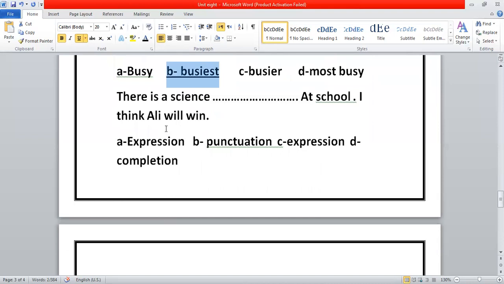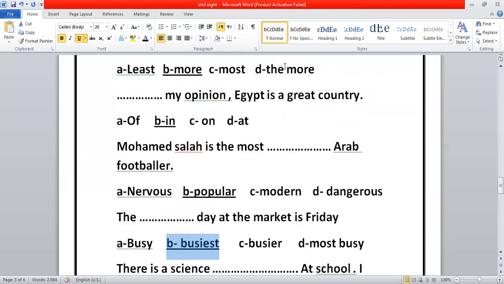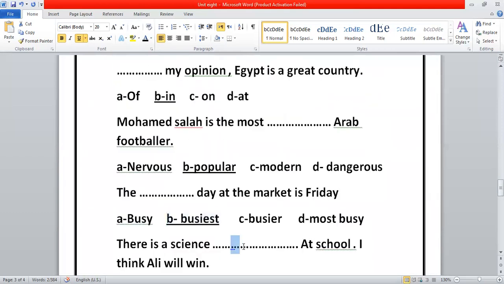The coming one. There is a science competition at school. I think Ali will win. Expression, punctuation, or what? What is the right answer here? Who can tell me? Competition. So the right answer is competition.